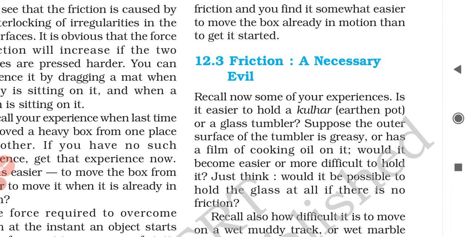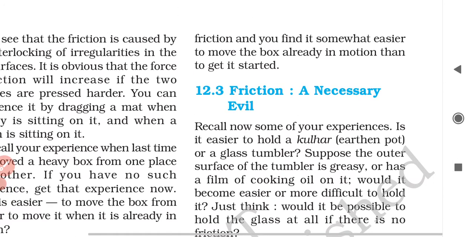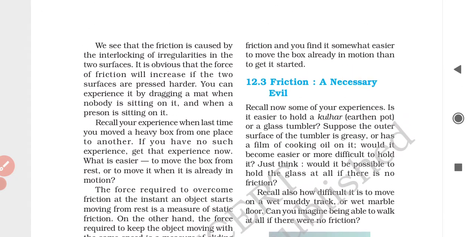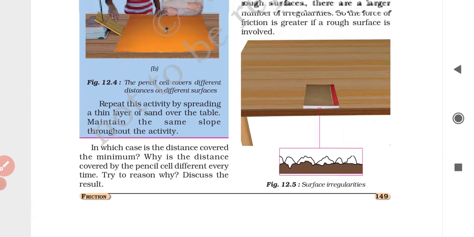So when an object has already started moving or sliding, the irregularities on its surface do not get enough time to lock into the irregularities on the surface of the other object. Since the interlocking of the two surfaces is less, the sliding friction is smaller than the static friction, and we find it somewhat easier to move a box already in motion than to get it started. So this completes the cause of friction.